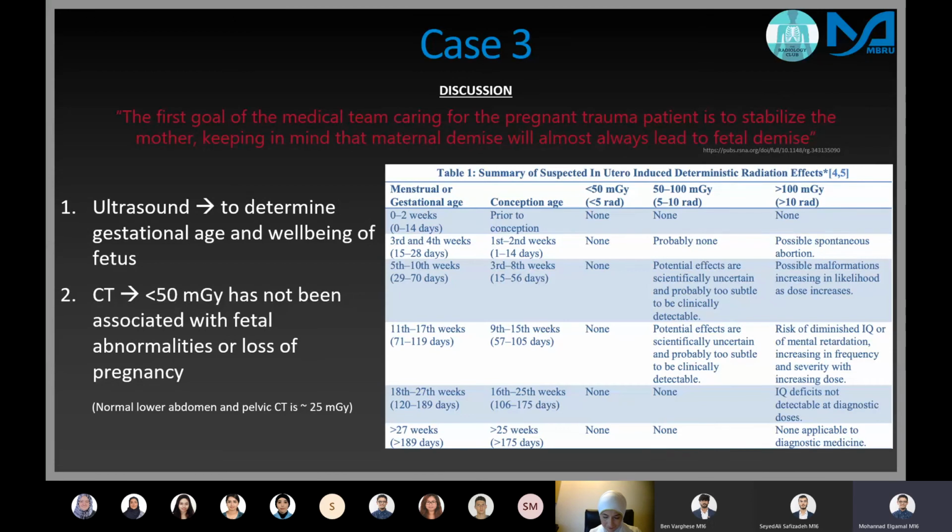So anything less than 50 milligrays was typically associated with no abnormalities to the mother and no loss of pregnancy or loss of the fetus. And in this chart, you can see that anything above 50 milligrays for any age of gestational age is a bit risky, but anything less than 50 is just perfectly fine. And here I just put down for you guys to see that a normal CT of the abdomen and pelvis is around 25 milligrays. Milligrays is the unit used to determine the level of radiation absorption by a tissue or an item.